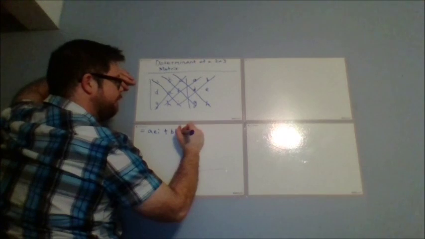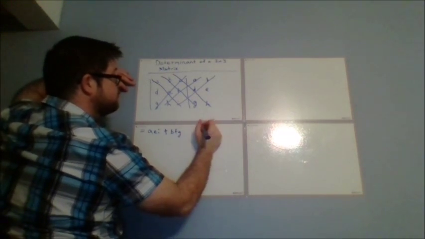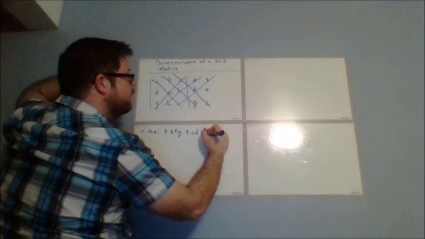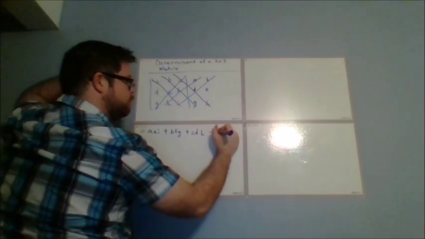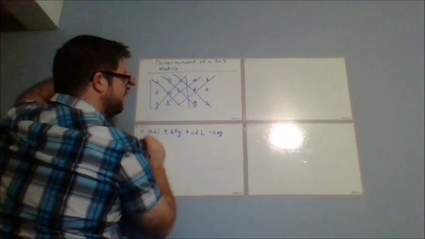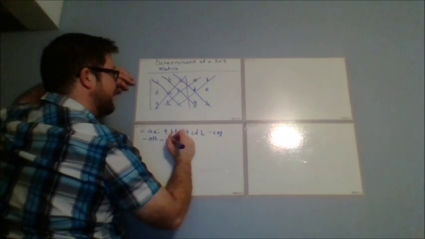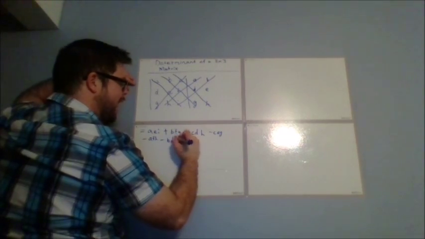Plus B, F, G, just make sure you didn't make any mistakes, or I'll try to make sure I don't make any mistakes, but I've rehearsed this. Plus C, D, H, subtract C, E, G, subtract A, F, H, subtract B, D, I.